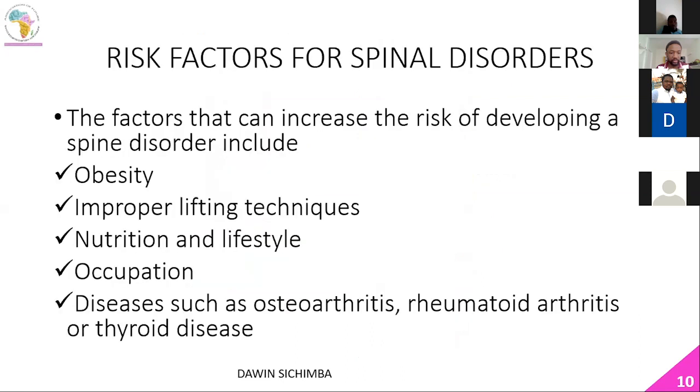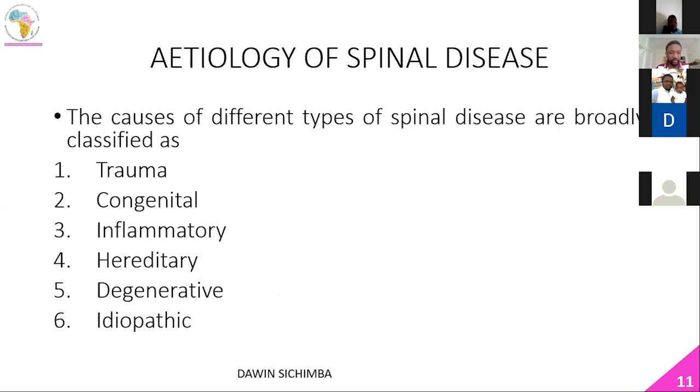Okay. So let's look at the risk factors for spinal disorders. Some of the risk factors that can increase the risk of developing a spinal disorder, though they may not be these alone, include obesity, improper lifting techniques, nutrition and lifestyle, occupation, and diseases such as osteomyelitis, rheumatoid arthritis, or thyroid disease. So those are some of the risk factors for developing spinal disorders.